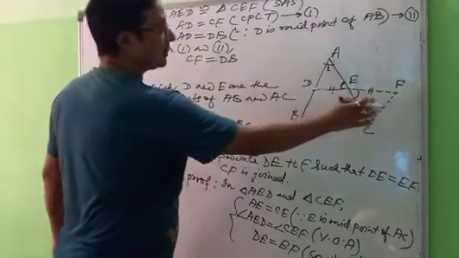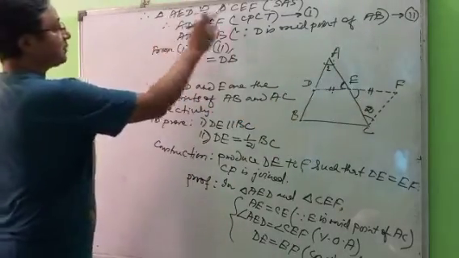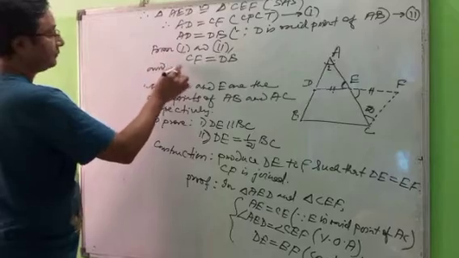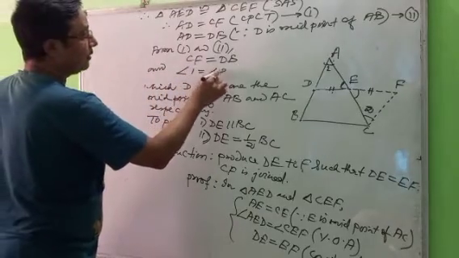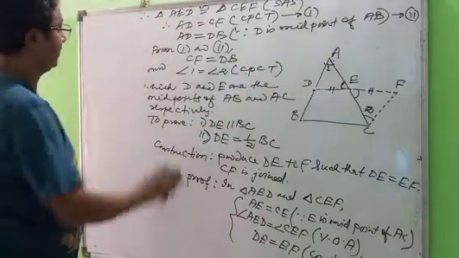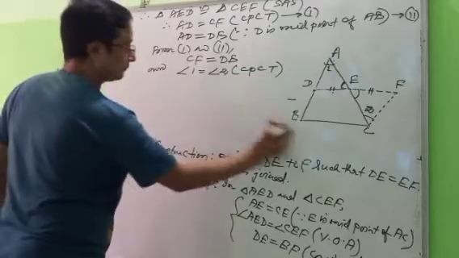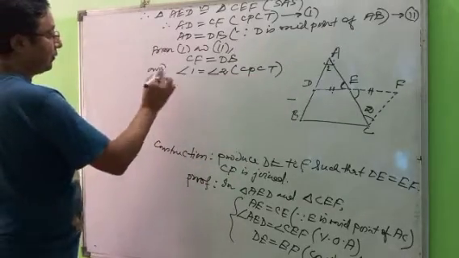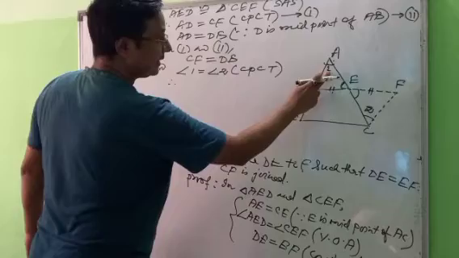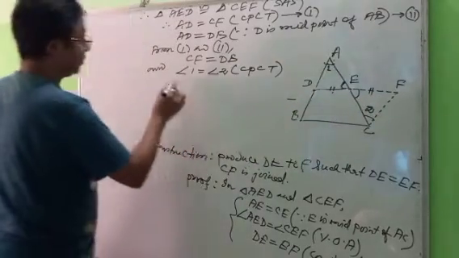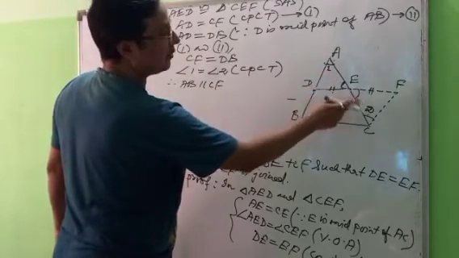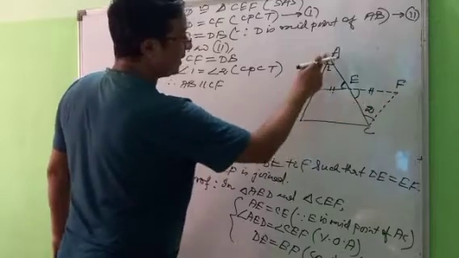Now, as these two triangles are congruent, angle A corresponds with angle C, so angle 1 is equal to angle 2. This is by CPCT because you made the triangles congruent. Therefore, they form a pair of alternate angles. That is why CF is parallel to AB.